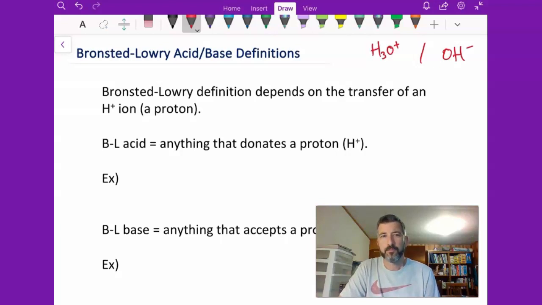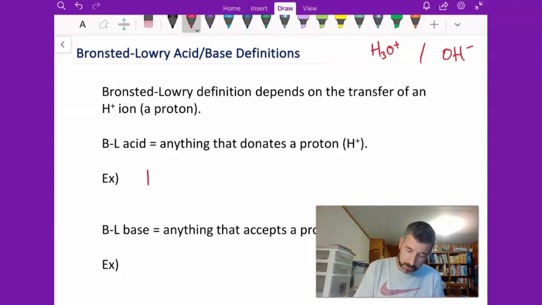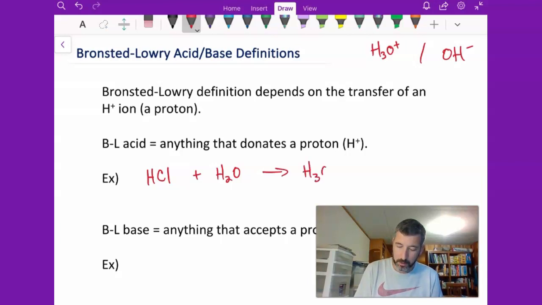So the definition depends on the transfer of an H plus ion, a proton, a hydrogen, right? So a Bronsted-Lowry acid is anything that donates an H plus. So for example, if I have HCl plus H2O, that's going to produce H3O plus Cl minus.